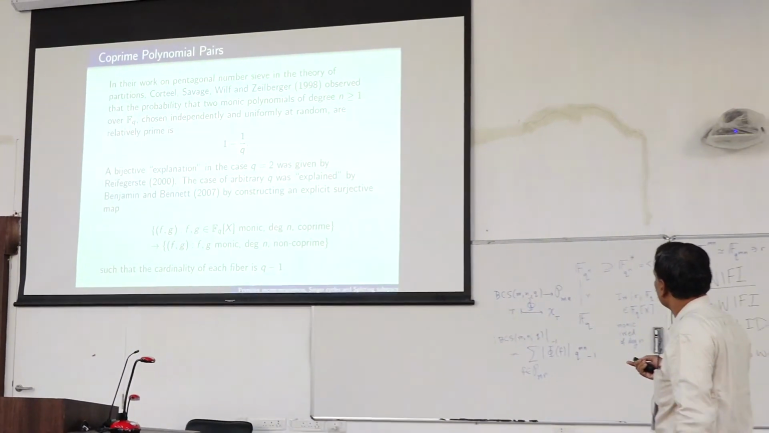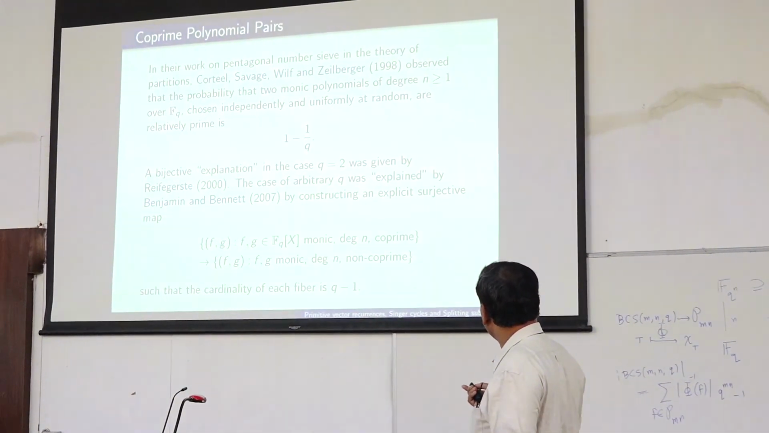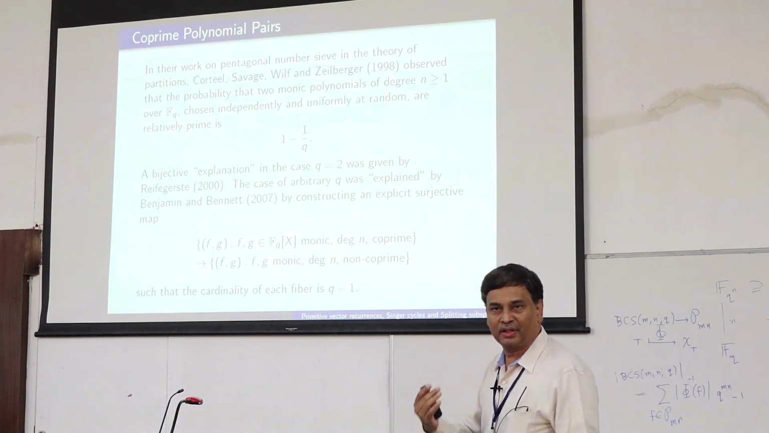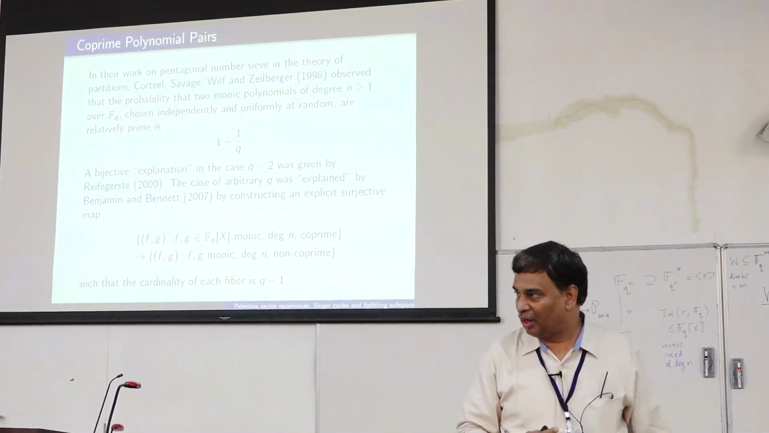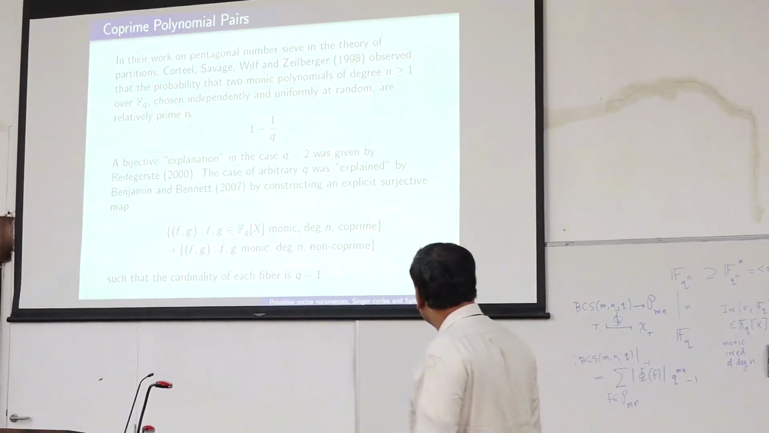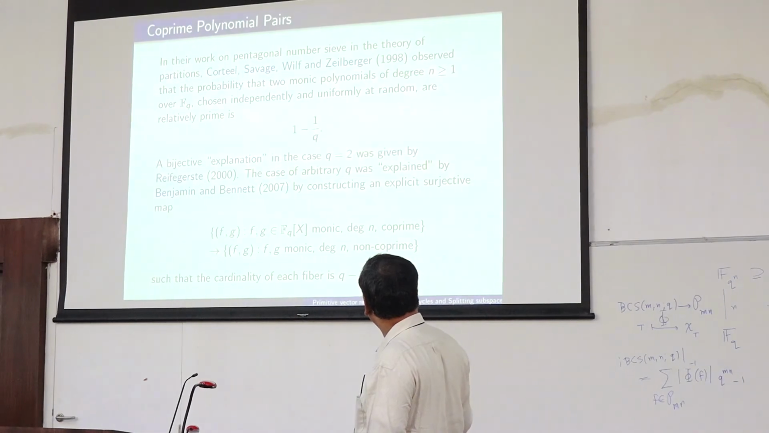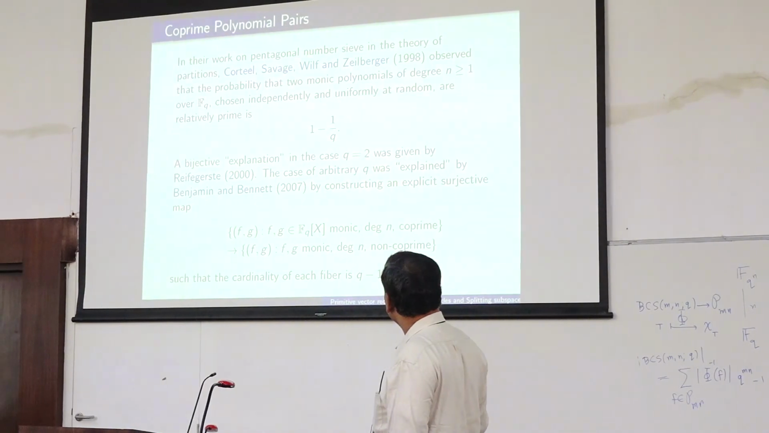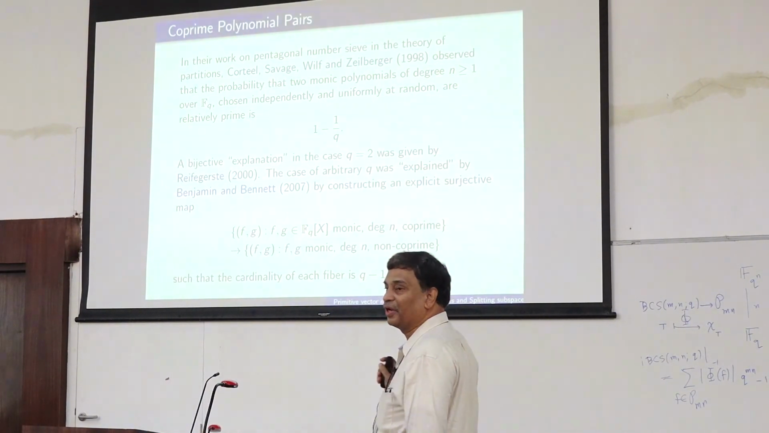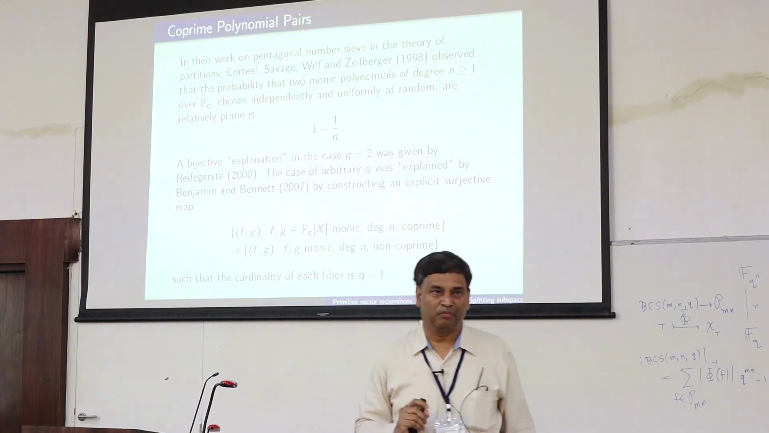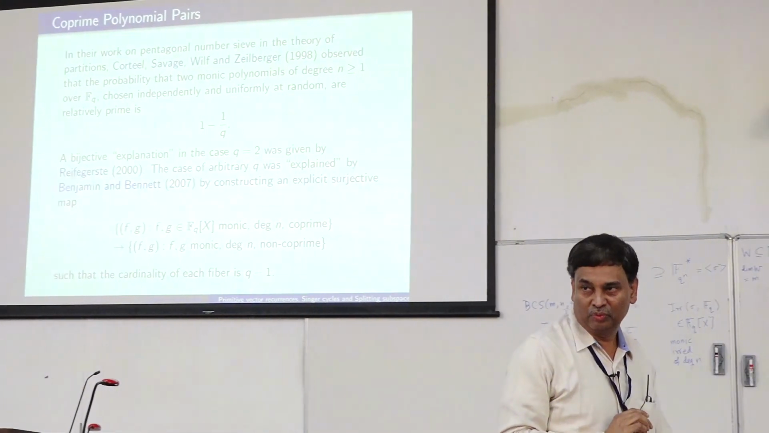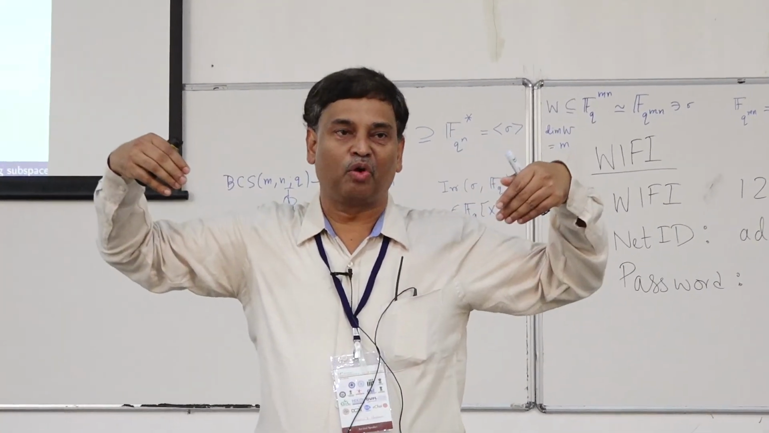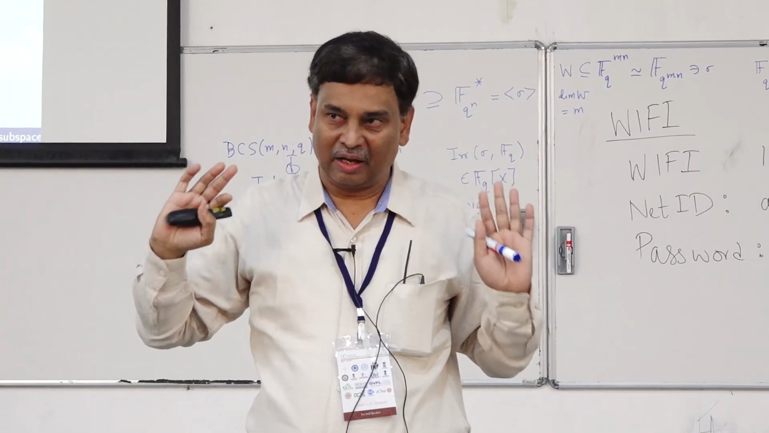The instance where we found it was in a paper by the combinatorialists Sylvia Corteel, Carla Savage, Herbert Wilf and Zeilberger, who were doing some kind of partition theory. If you know partition theory, there is what is called Euler's pentagonal number theorem, and there they wrote down a bunch of generating functions, and somehow as a byproduct they observed that the probability that 2 randomly chosen monic polynomials of degree n over F_q are co-prime is 1 minus 1 over q.